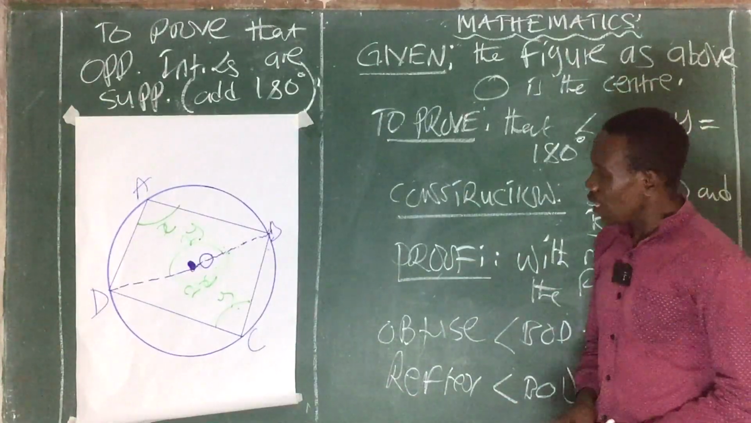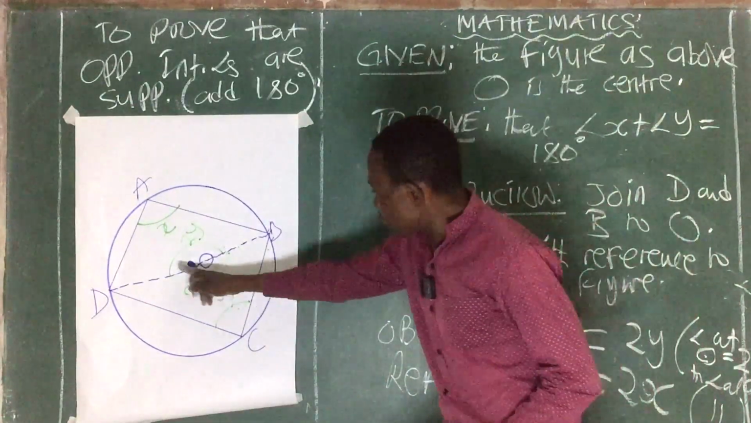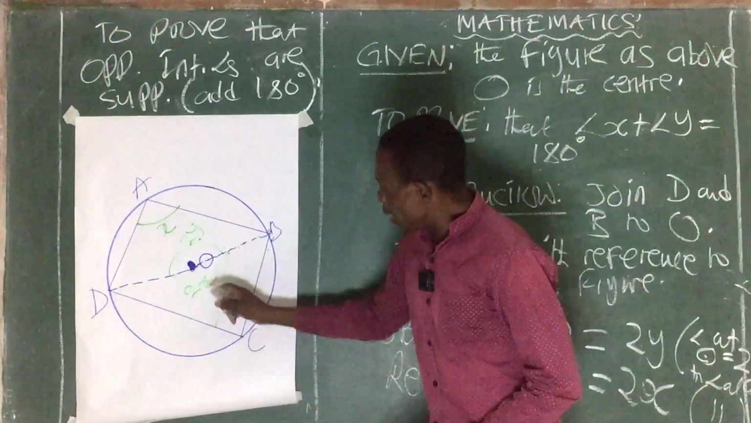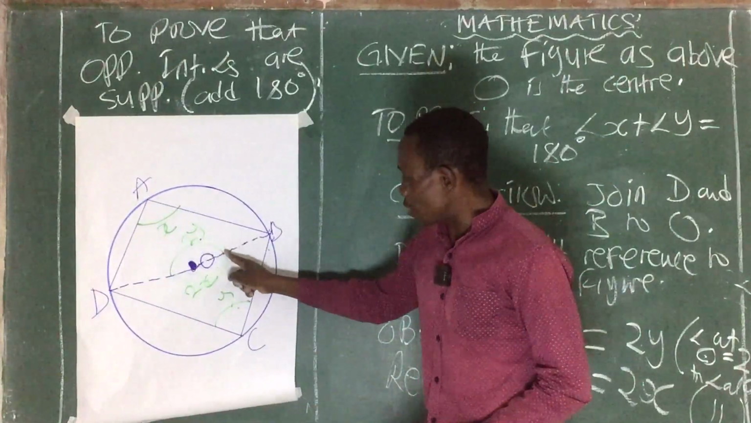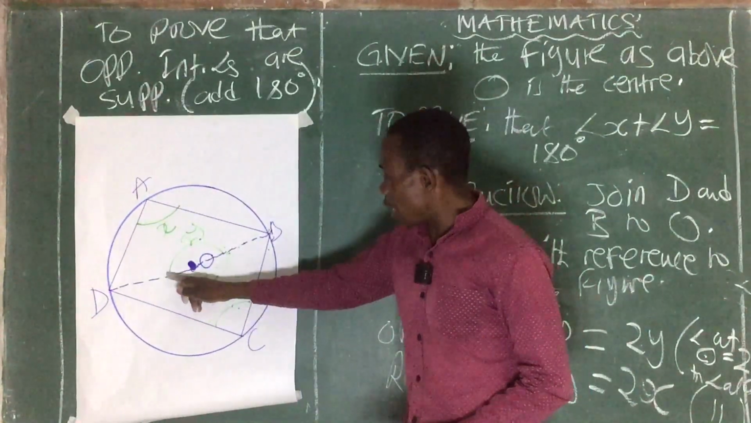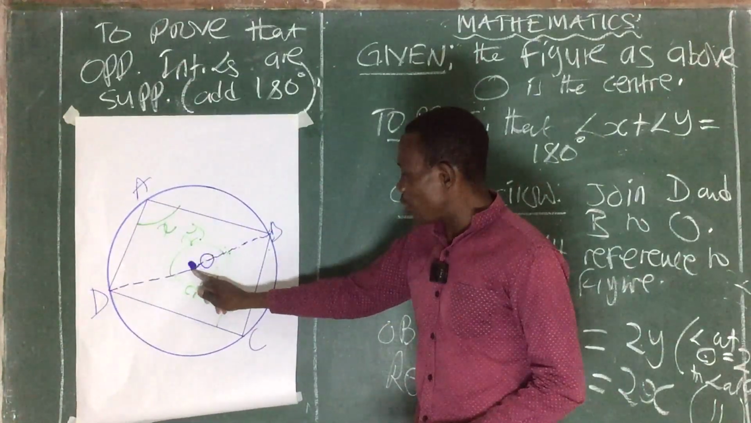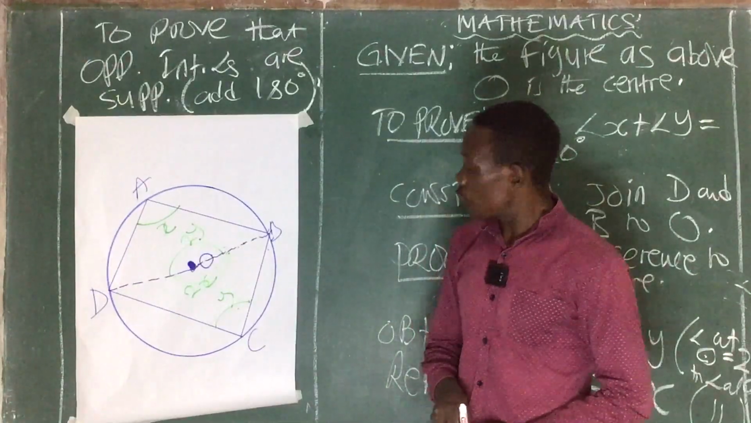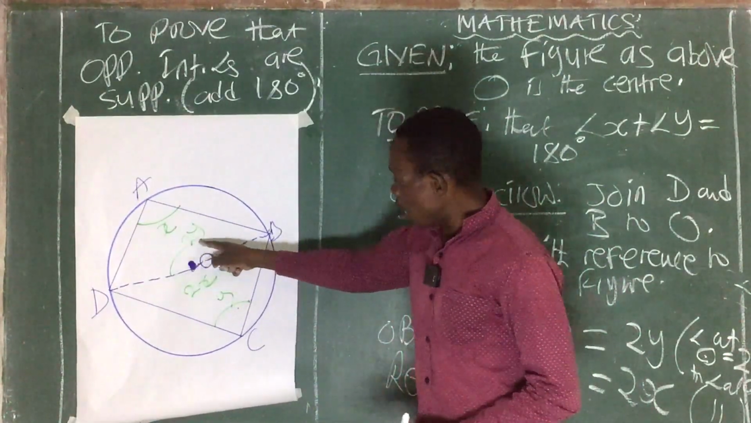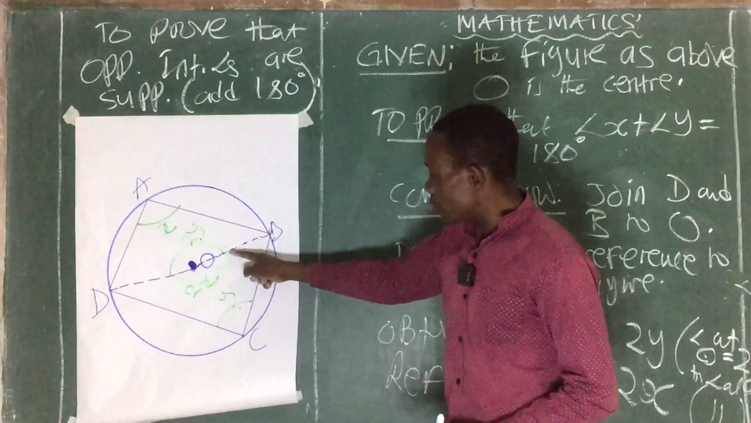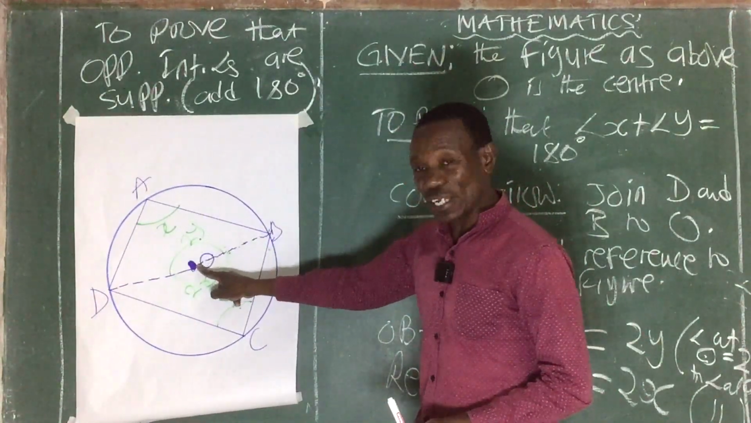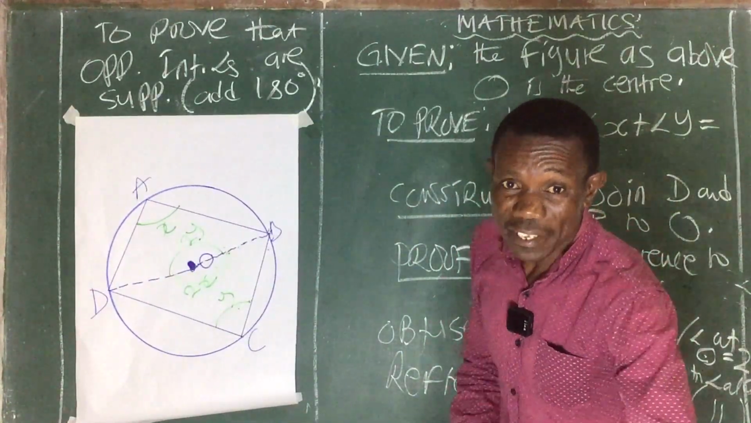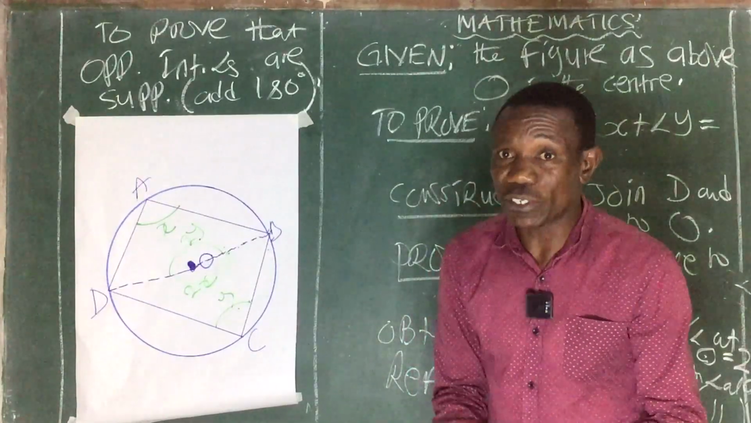Now, let us consider this situation. This is 2y, this is 2x. We know for sure that this is just a point, and we've got two angles, that one and this one. When we add angles at a point, the sum is what? 360 degrees. So we expect angle 2y plus angle 2x, when added, to give us a value of what? 360 degrees.